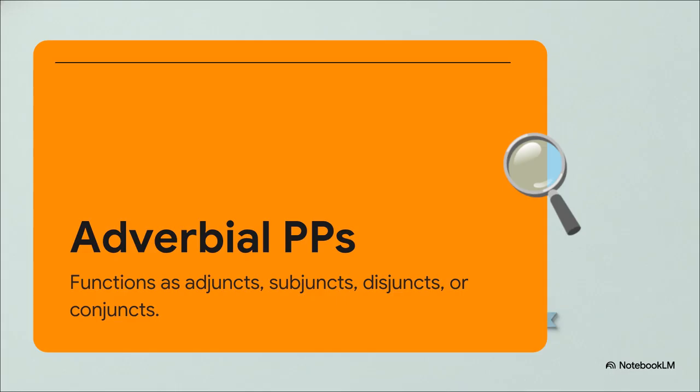Then we have subjuncts, which are used to express a highly personal point of view. Disjuncts step back and offer an evaluation of the sentence itself. And finally, conjuncts act as the glue. They serve a connective role, linking our thoughts logically. Getting a firm grip on these 4 categories is absolutely crucial. It's step 1 for manipulating English sentences with total precision.